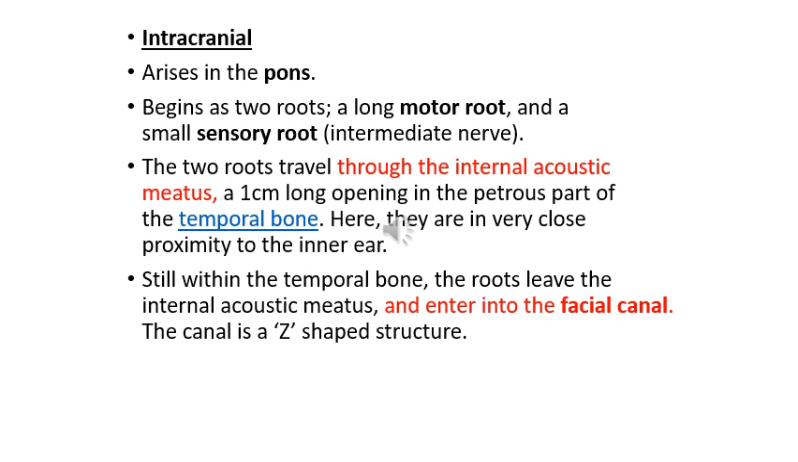And the two roots travel through the internal acoustic meatus, a 1 centimeter long opening in the petrous part of the temporal bone. You might be familiar with all these; I'm not going into detail of these bony parts. Here they are in very close proximity to the inner ear. Still within the temporal bone, the roots leave the internal acoustic meatus and enter the facial canal. This facial canal is a Z-shaped structure.